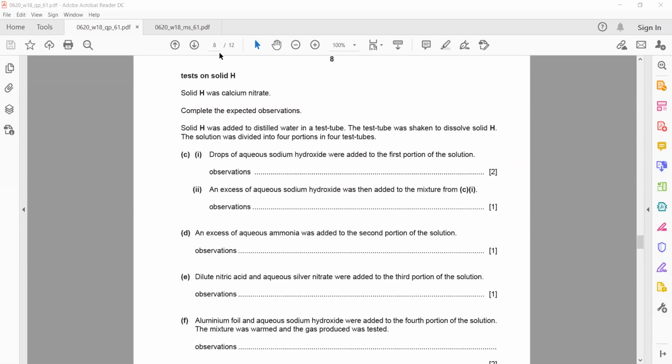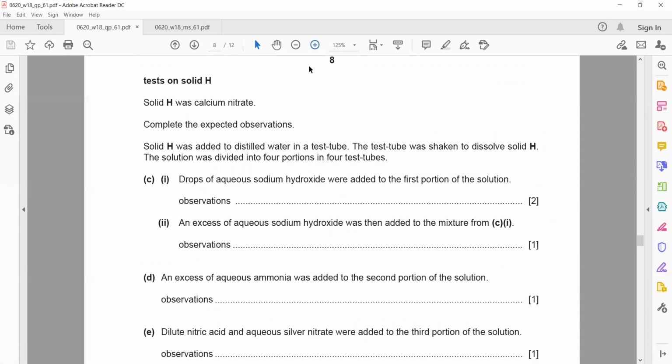Test on solid H. Solid H is calcium nitrate. Complete the expected observation. Solid H was added to distilled water and the test tube was shaken and dissolved. Drops of sodium hydroxide were added to the first portion. If we have calcium ion in the solution and we add sodium hydroxide, what is the observation? It will give a white precipitate, that's right. So white PPT.